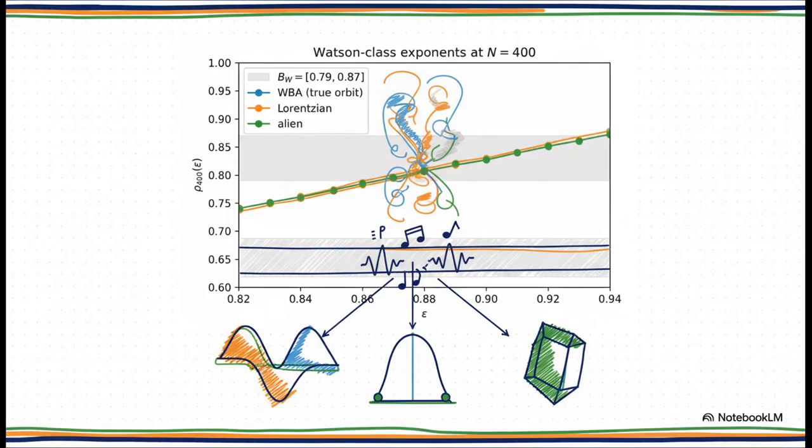And this right here, this graph is the smoking gun. What we're seeing are three completely different ways to measure the Y dynamics: the WBA, a Lorentzian proxy, and an alien kernel. And look what happens. At a really high computational depth, they all trace virtually the same path. And they all land squarely inside that gray Watson band, in the exact same window of the parameter epsilon. This is not a coincidence. This is agreement on a profound level.